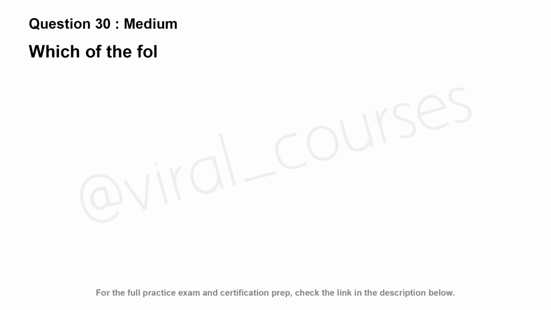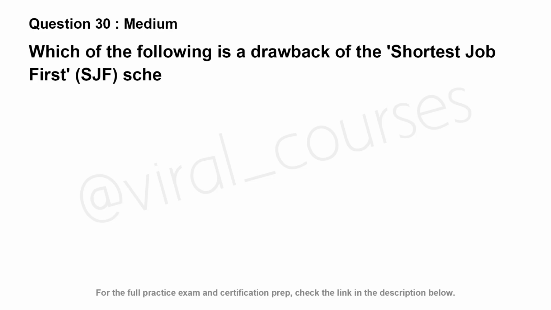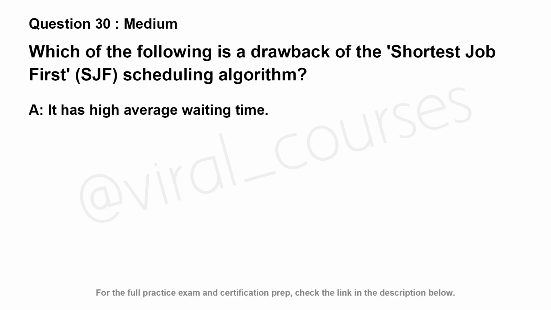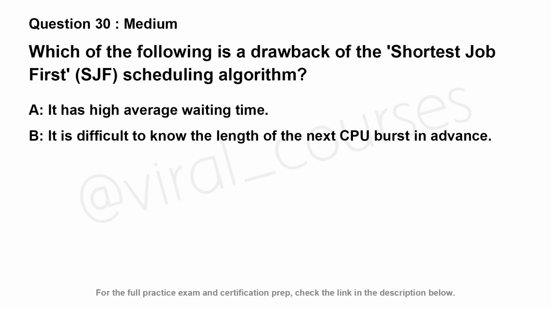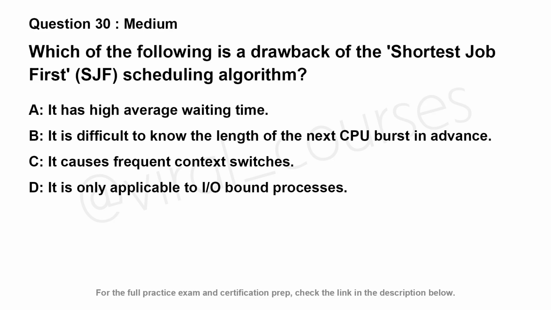Which of the following is a drawback of the shortest job first (SJF) scheduling algorithm? Option A. It has high average waiting time. Option B. It is difficult to know the length of the next CPU burst in advance. Option C. It causes frequent context switches. Option D. It is only applicable to I/O-bound processes.